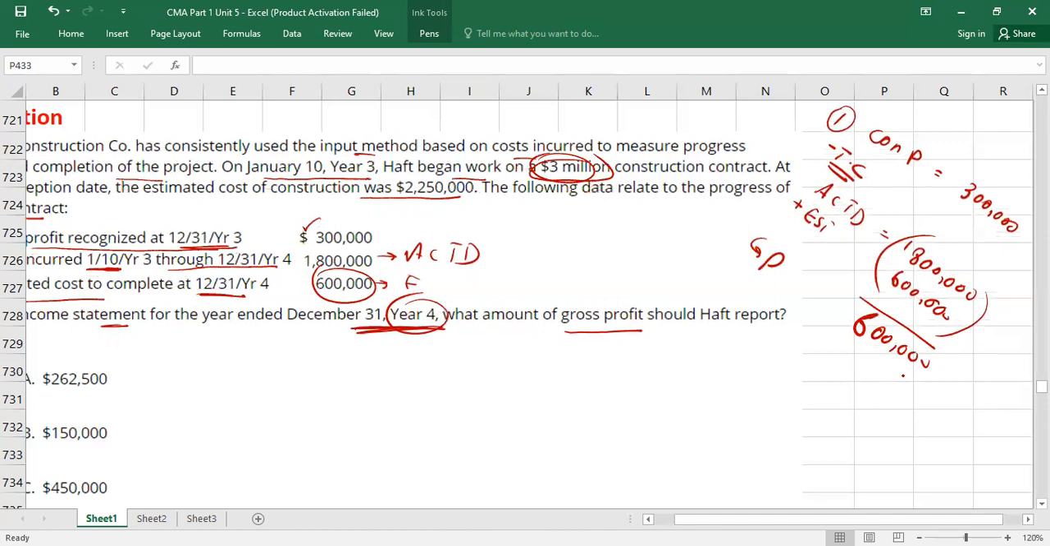Now step number 2, what do you have to calculate? Percentage of completion. How will you get it, guys? You need actual cost till date, which is how much? 1.8 million divided by total. Total is how much?